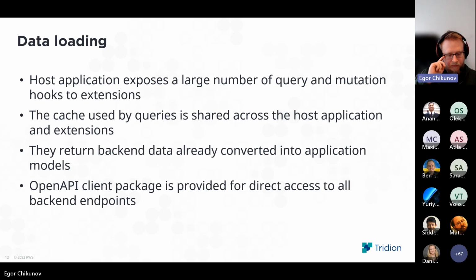For the data loading from the backend specifically, the host application, so sites, is going to expose a large number of query and mutation hooks to extensions. This way, the cache that is used in the host application is going to be shared across the host application and all of the extensions, which means that if you loaded an item of a specific ID in an extension, it will be already cached for the host application. So when it's going to show some data that relies on this item, initially it's going to show cached data. We also have a refreshing mechanism on top of that, which speeds up things considerably. So you don't need to reload the same data across different extensions all the time.